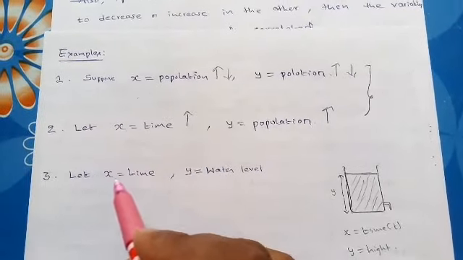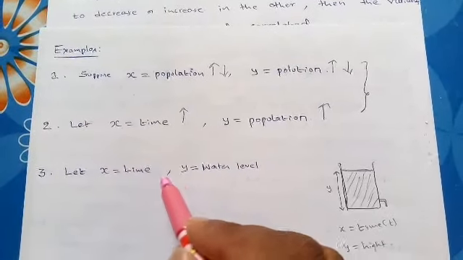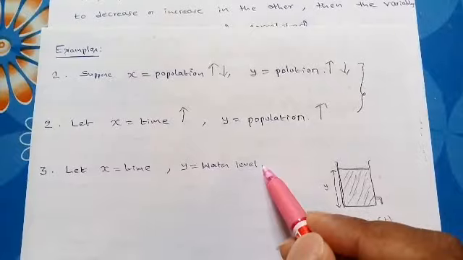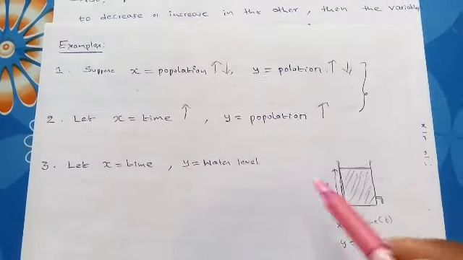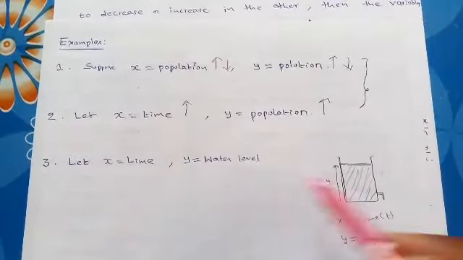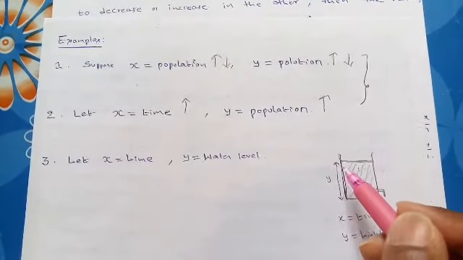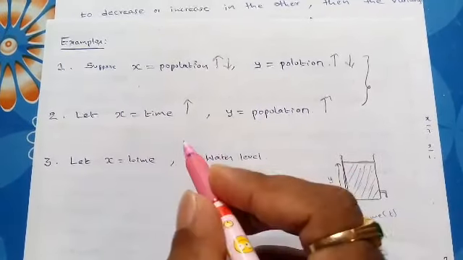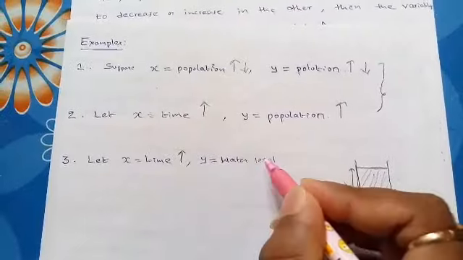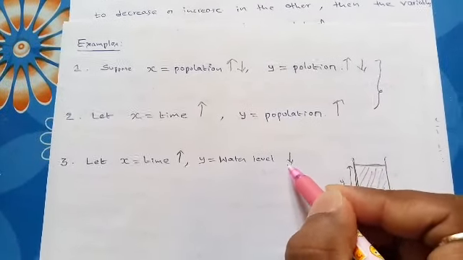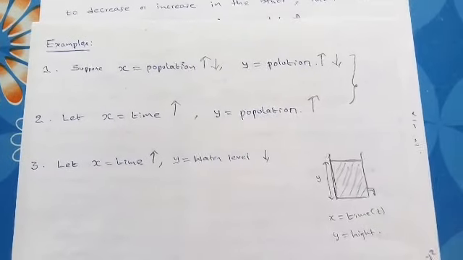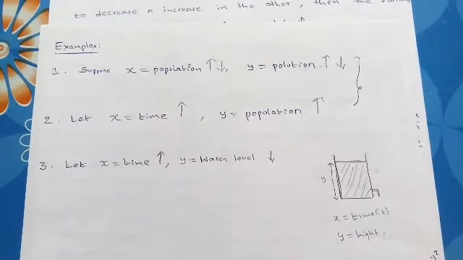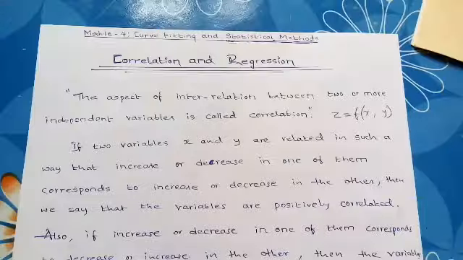Let's see one more example. Let x equal time, y equal the water level in a tank. Here, after some time t, the water level decreases. If time increases, water level decreases. So this is the example for negatively correlated variables.